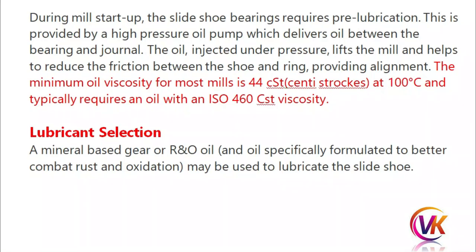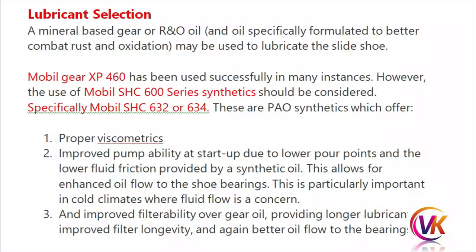The minimum oil viscosity for most mills is 44 cSt, centistokes, at 100 degrees centigrade, and typically requires an oil with an ISO 460 cSt viscosity. Lubricant selection: a mineral based gear or R&O oil, meaning oil specifically formulated to better combat rust and oxidation, may be used to lubricate the slide slew.